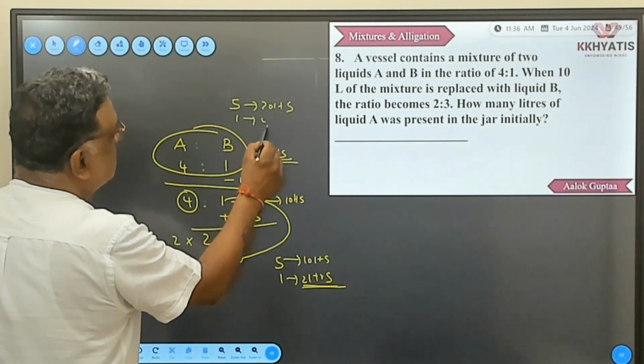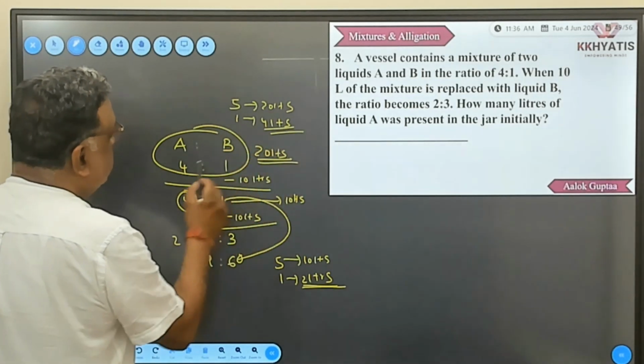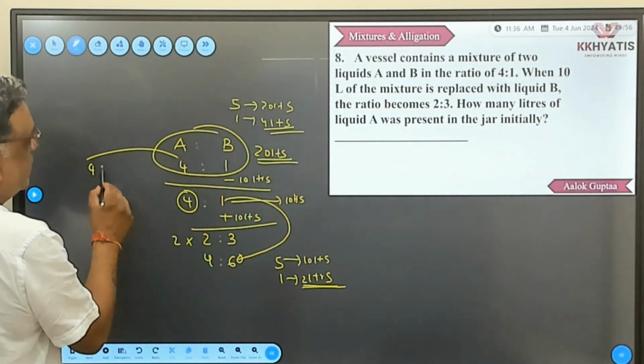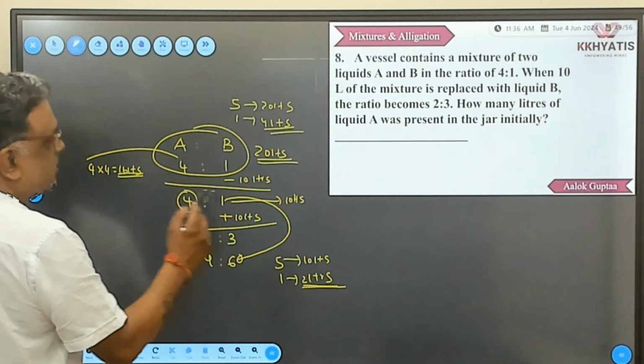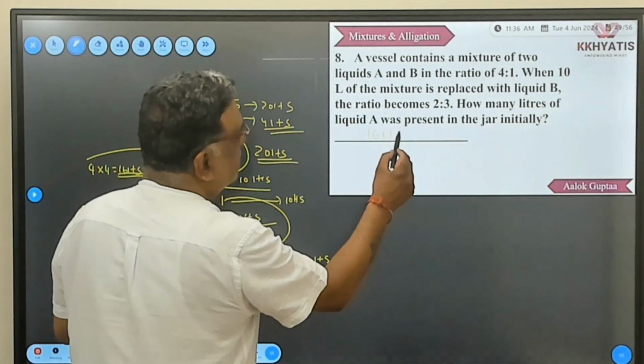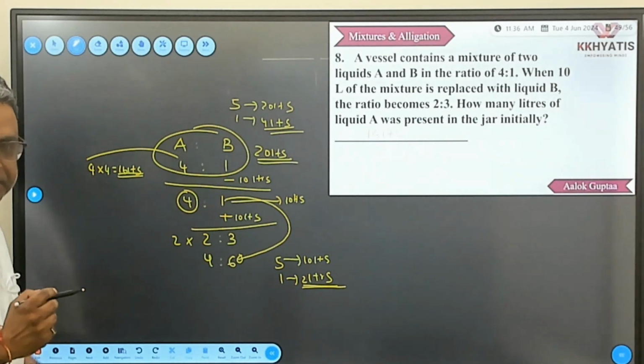अब 20 लीटर्स है, रेशियो के टर्म्स में 5 है, 5 की वैल्यू 20 लीटर्स है, तो 1 की वैल्यू 4 लीटर्स होगी। I mean asked A, so A की value 4 × 4 16 liters initially of liquid A must have been present. Correct? This is the answer. Clear?